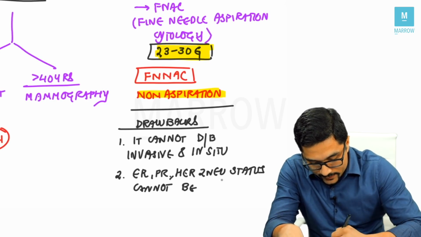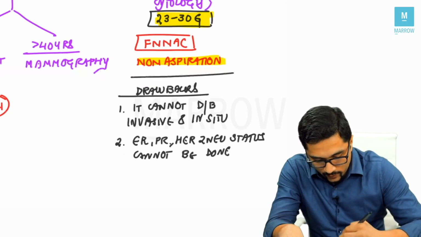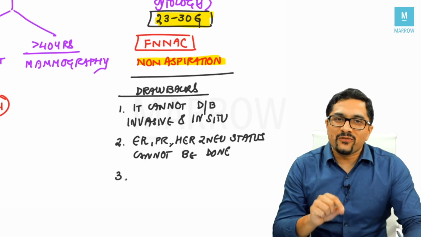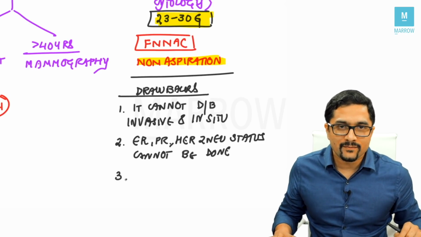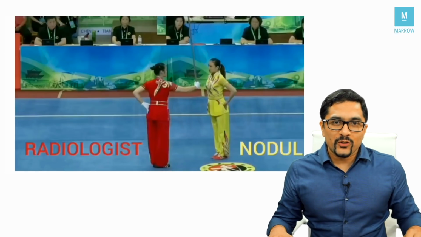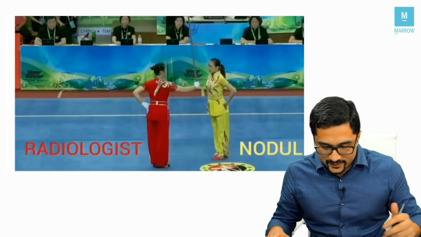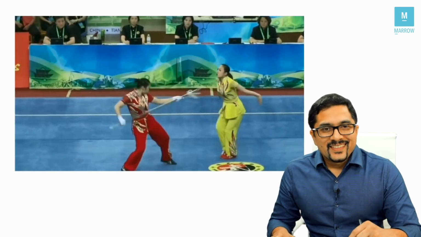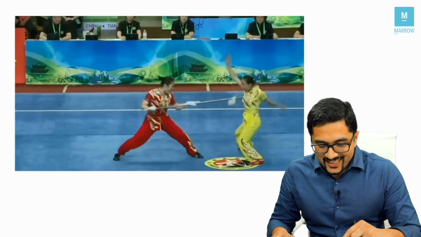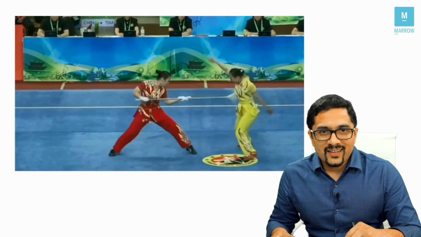Cannot be done on an FNAC specimen. And the third drawback, I want you to watch this video and tell me what is the third drawback of FNAC. So let's watch this video and I want you to tell me what is the third drawback of FNAC. So you can see here that in this video, what is the drawback?